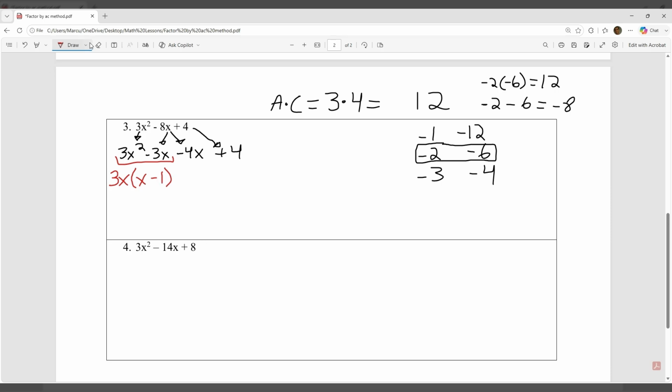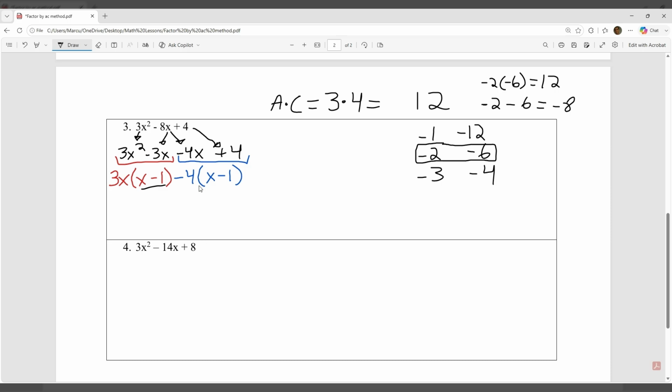So now we're going to switch colors. Blue team now, same idea. Factor out the GCF. Keep in mind your leading term is negative, so we've got to pull out the negative. So negative 4. Divide both terms by negative 4. You end up with x minus 1. Notice the terms match. That's a good thing. It means we're on the right track.